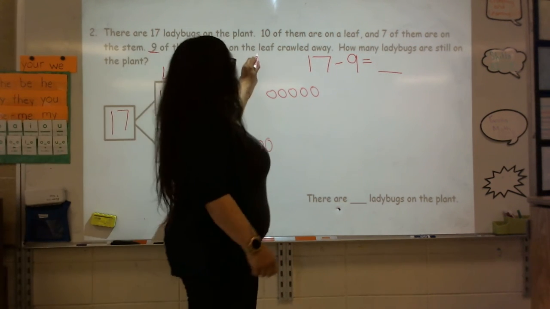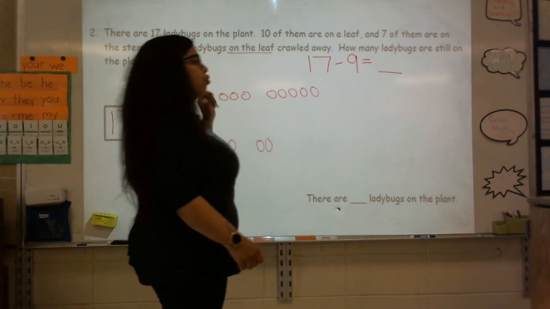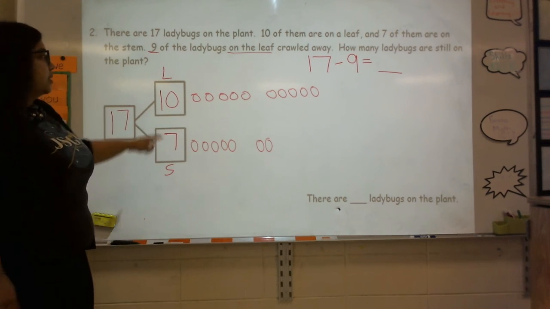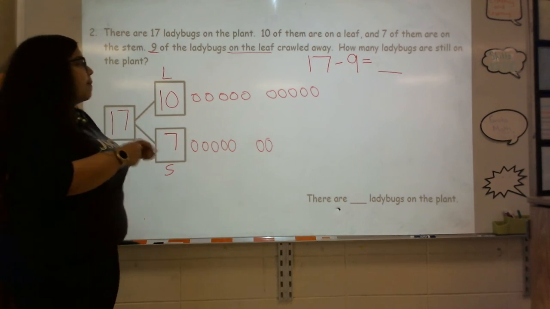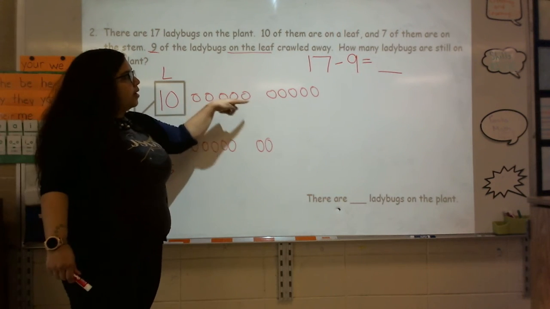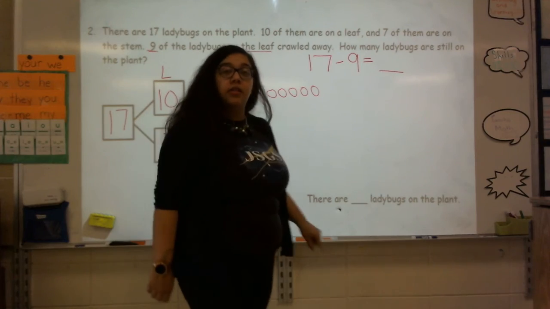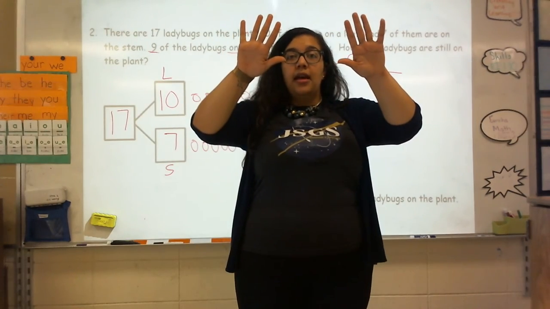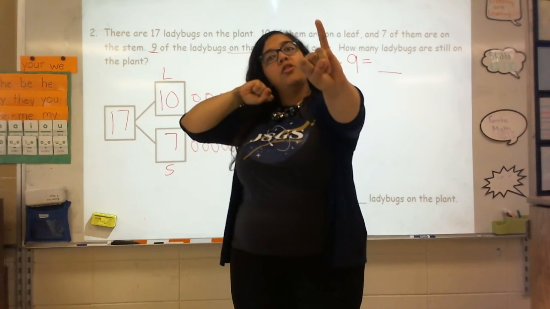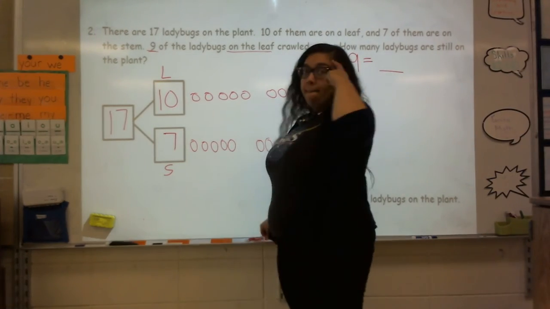Nine on the leaf crawled away. So let's cross out 9 of the ladybugs on the leaf. Now, am I going to go 1, 2, 3, 4, 5, 6, 7, 8, 9? No, because I know my partner to 10. I know if I have 10 and take away 9, there's only 1 left. So let's make our picture match what we know.